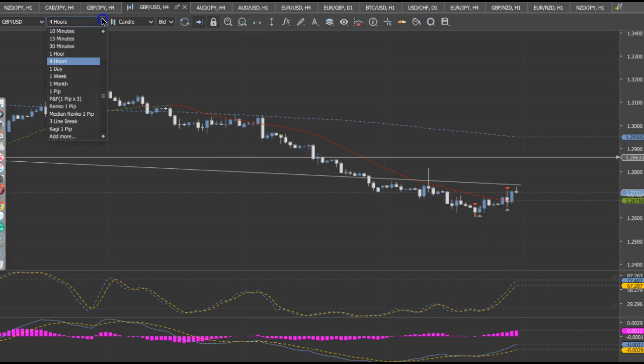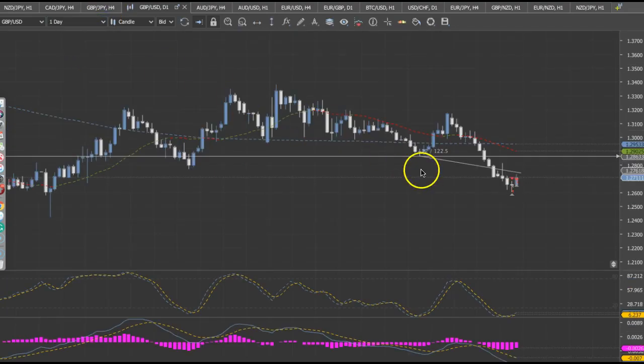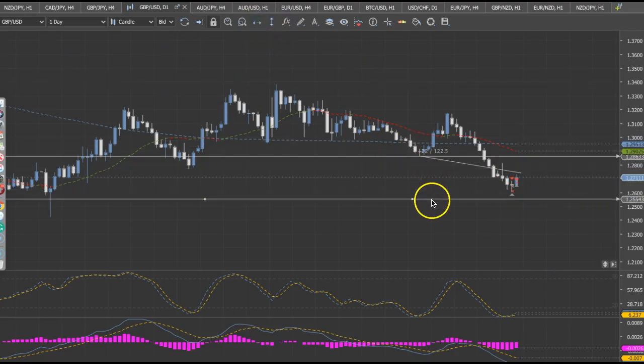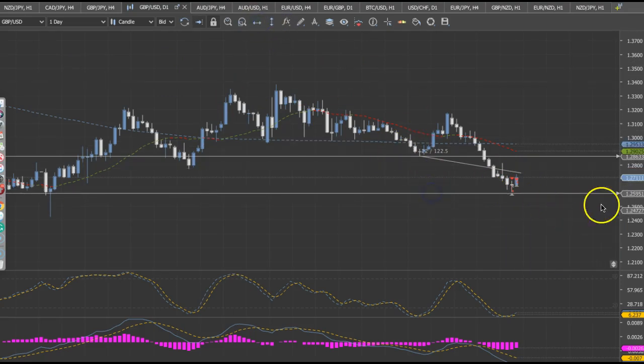On a daily chart, again, let's switch over to daily, and we see a nice morning star, which basically tells us that this 125.95 level is going to be very difficult to break, and we should see some retracement. Okay, that's it for this tutorial.